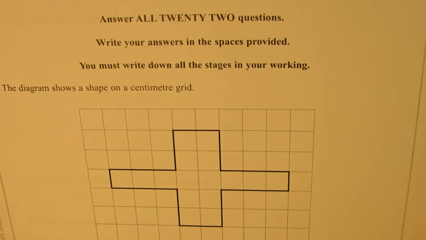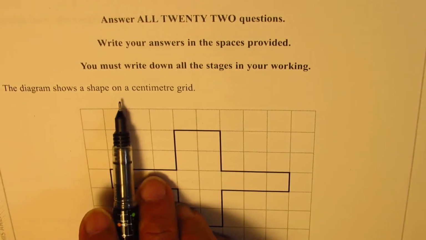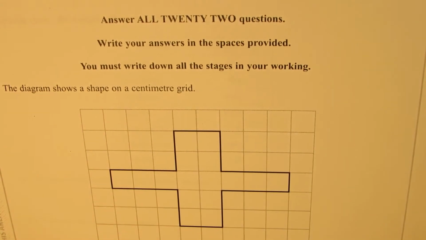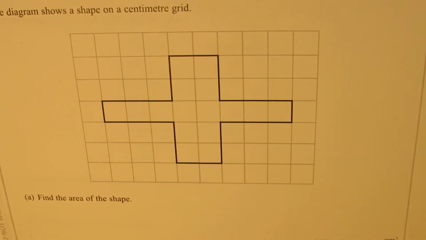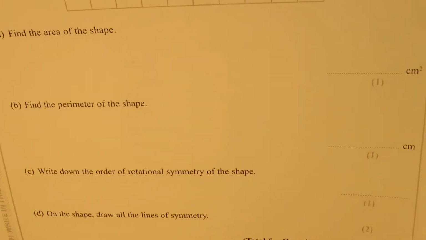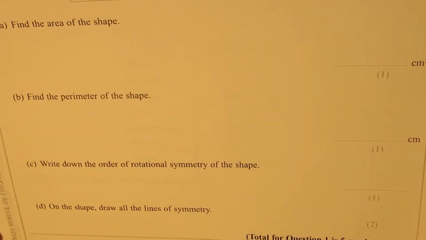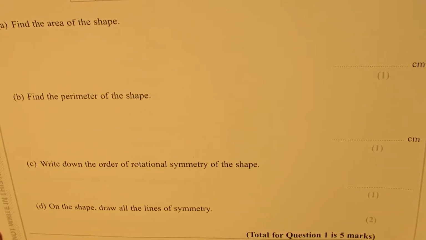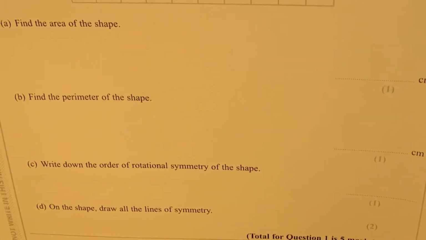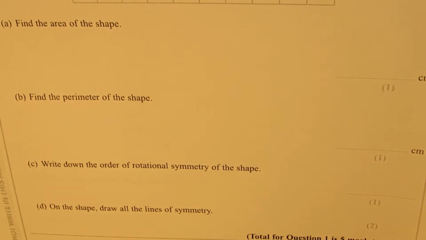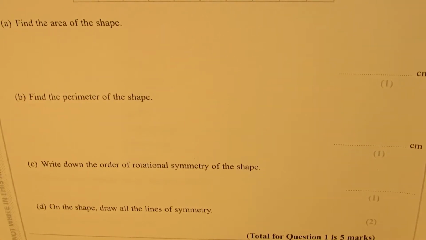Here is question number 1. The diagram shows a shape on a centimeter grid. Find the area of the shape. Now to find the area, you can pause the video, answer this question, then look into my solutions. So let's go through the questions. The other questions are to find the perimeter of the shape, write down the order of rotational symmetry of the shape, and on the shape draw all the lines of symmetry. So these are the 4 parts to your question. Let's answer them one by one.